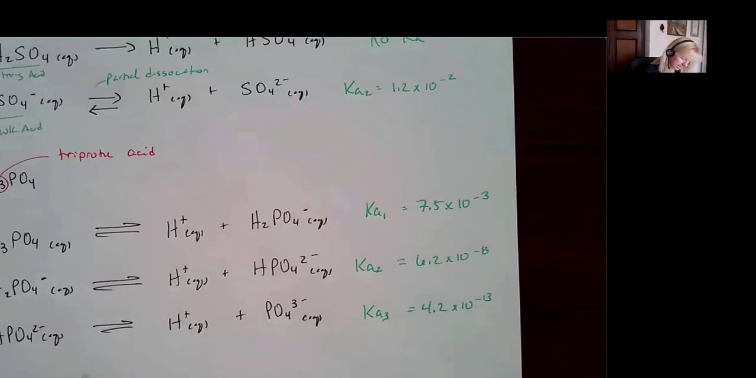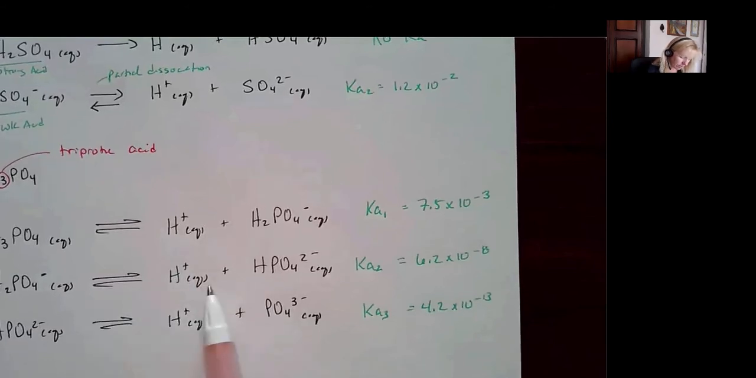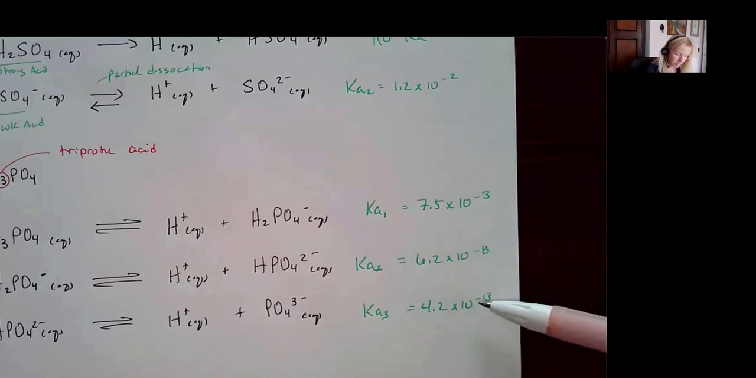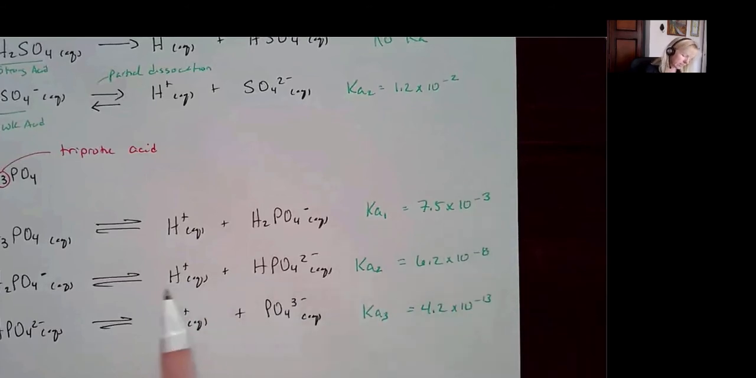And so you're going to see these Kas where you have the dissociation into the ions are going to be smaller and smaller and smaller, indicating that these are going to be unfavored. If you look here, this Ka is 10 to the minus 13, that tells me that very little of PO4 3 minus is ever going to be present in solution. A very small amount of that.